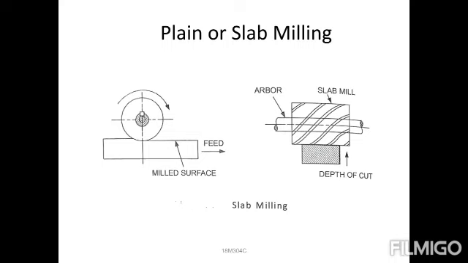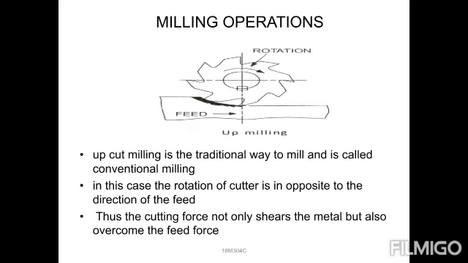First one is slab milling. It means maximum surface material is removed from the workpiece, and the cutting tool consists of many sharp edged teeth. Now in upcut milling, you can observe the main milling operation. Upcut milling is the traditional way to mill and is called conventional milling. It is a common type of method.